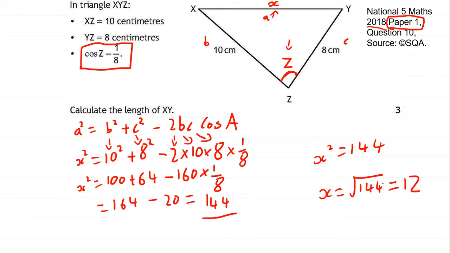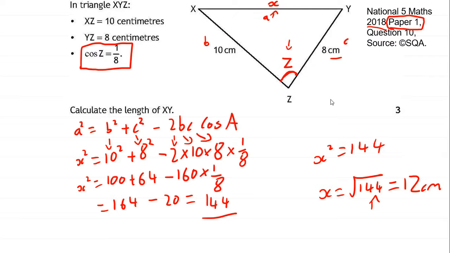That's one of the square numbers you'd be expected to know. Okay, so you're expected to know the first 12 square numbers. So 12 squared is 144. Again, let's not forget our units. This is centimetres because we're given centimetres in the question.